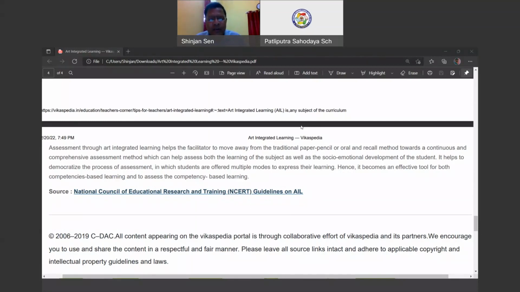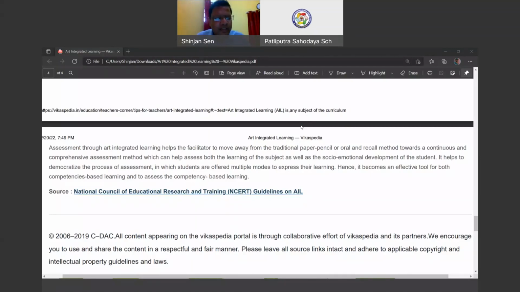Students are offered multiple modes of expression through which they learn. Hence, it becomes an effective tool both for competency-based learning and to assess competency-based learning. So competencies will develop, competency-based learning will develop, the ideas will develop among children through art integrated learning, and their concepts will become much, much clearer.